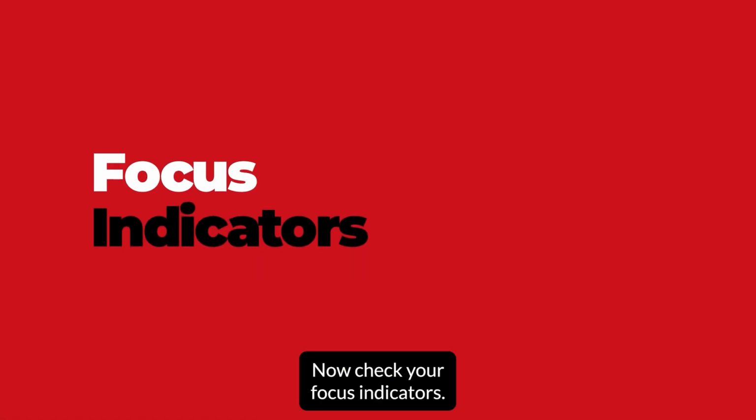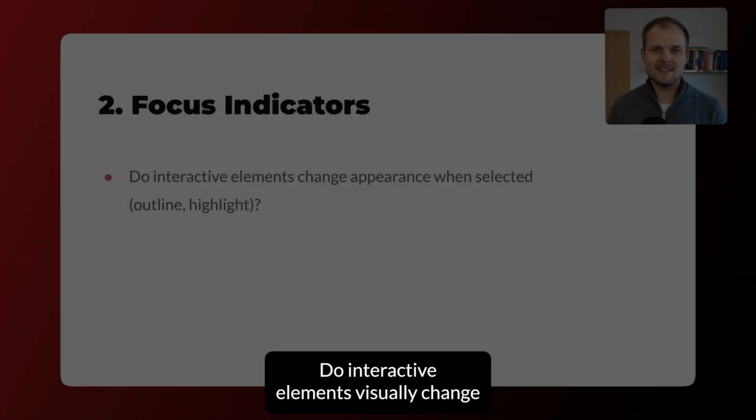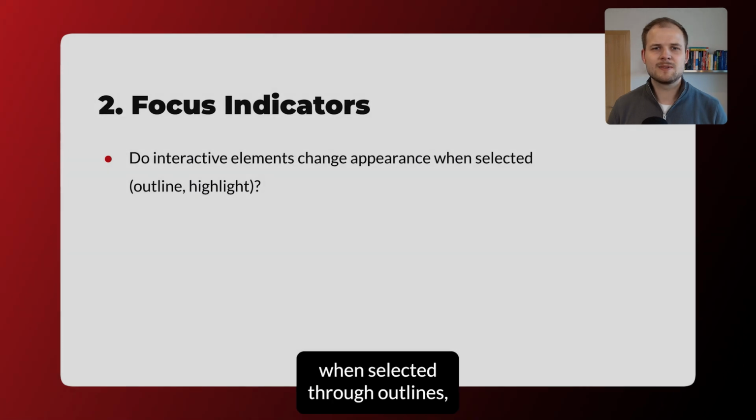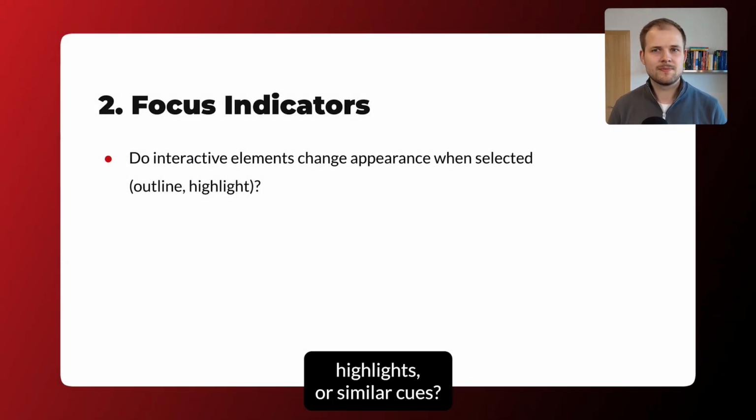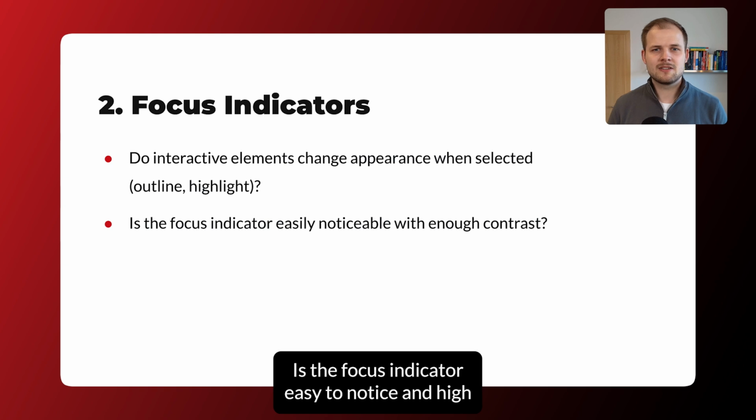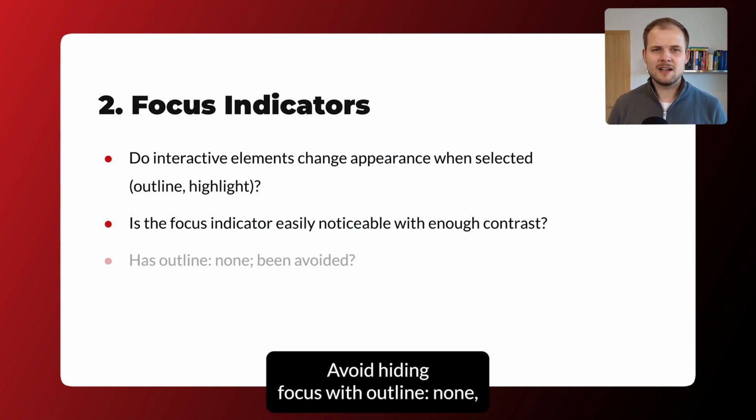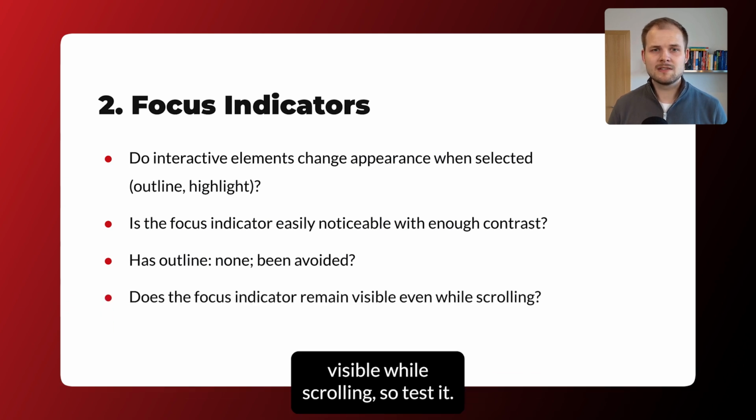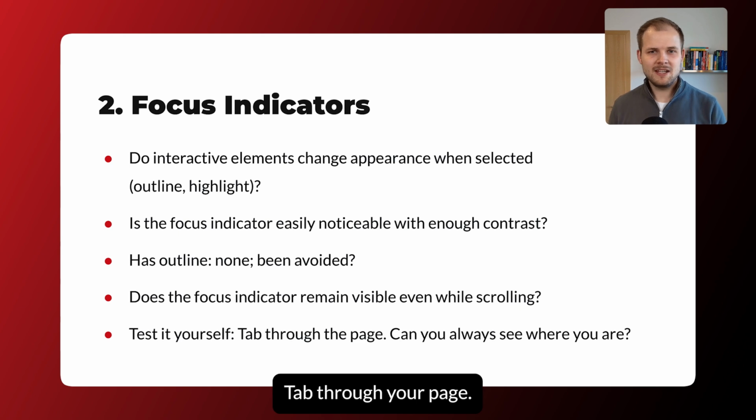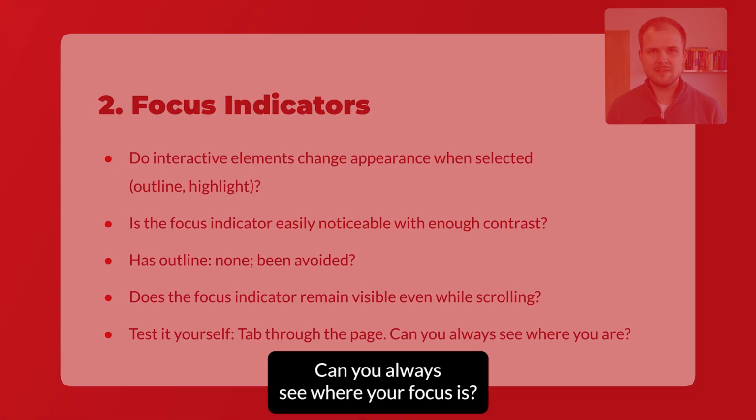Now check your focus indicators. Do interactive elements visually change when selected through outlines, highlights, or similar cues? Is the focus indicator easy to notice and high enough in contrast? Avoid hiding focus with outline none. And it should also remain visible while scrolling. So test it. Tap through your page. Can you always see where your focus is?